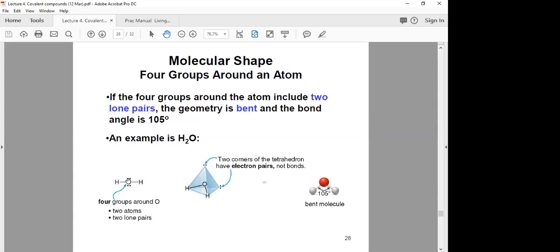Let's look at the Lewis structure. Here's our oxygen, 2 covalent bonds. So we've got 2 groups represented by the 2 hydrogen atoms, but now we've got the 2 lone pairs of electrons on the oxygen also being considered as groups. Here's a good representation of water, the oxygen here, the 2 hydrogens, and here we have the lone pairs. And an example of the bent molecule, which represents water.